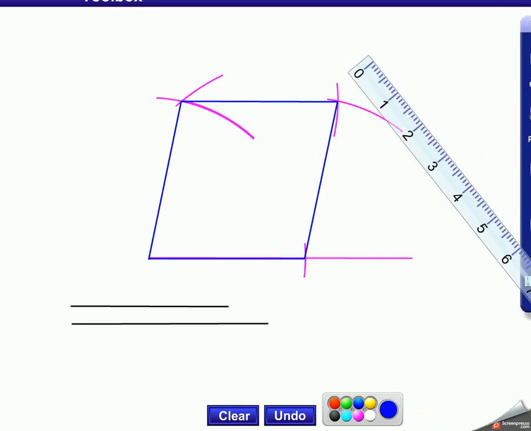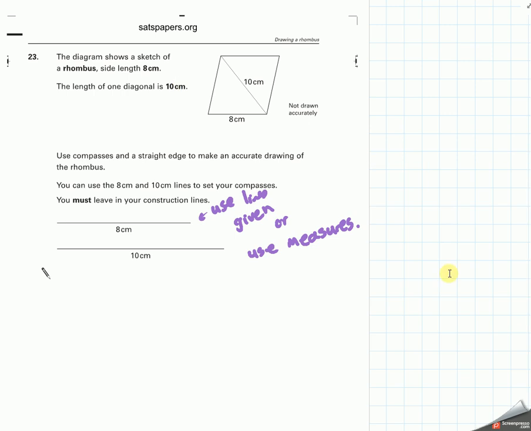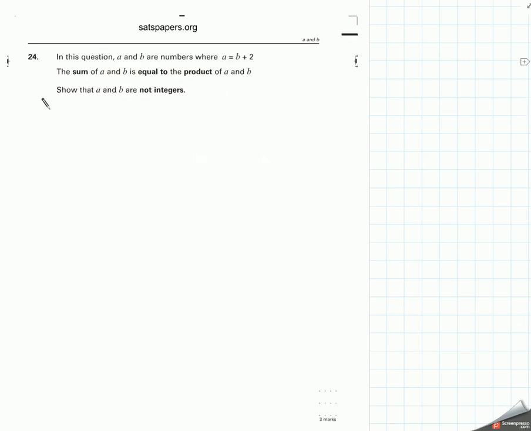Okay, so moving on to the next question. Question number 24. This question's a little bit complicated. It is a level 8 question. It's a form of proof. And what we've got to show is that A and B that meet these requirements cannot be whole integers. And integers, remember, are whole numbers.